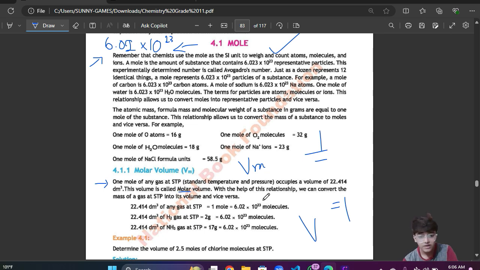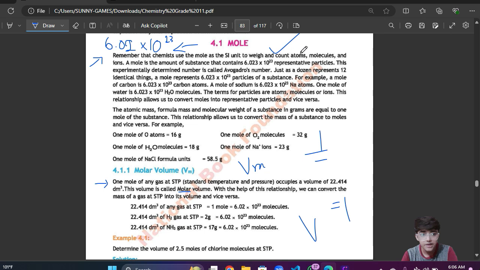Now, with the help of mole and molar volume, we can convert any type of gas at STP into its volume, or find any type of element in its gaseous state using the term STP, that is again the standard temperature and pressure. Remember this thing, standard temperature and pressure.